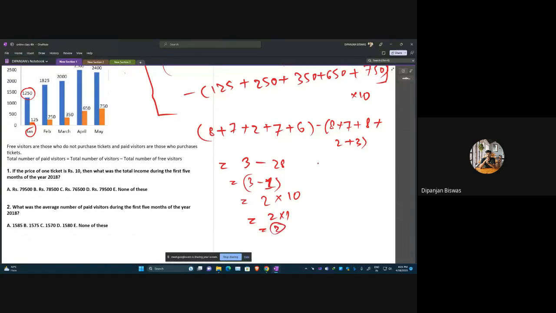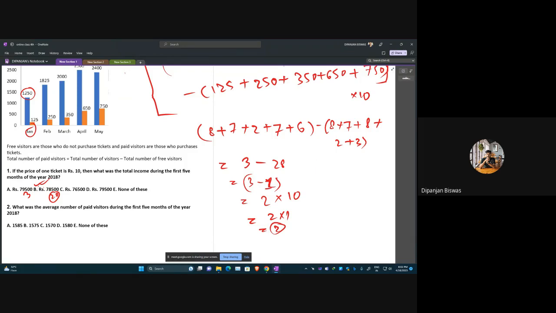Try to find 2 in all the options. 7 plus 9, 16 plus 5, 21. So we should be getting 3 here. 7 plus 8, 15 plus 5, 20. So you are getting 2 here. Option B is the right answer. I hope it was clear to everyone. You can see the effectiveness of this method. You don't have to do any calculation, just simple addition and multiplication, and you will get to the answer directly.